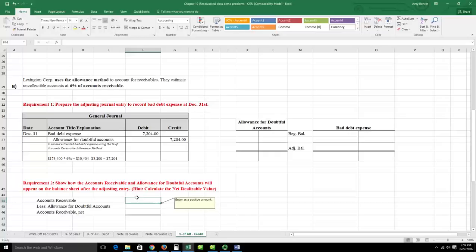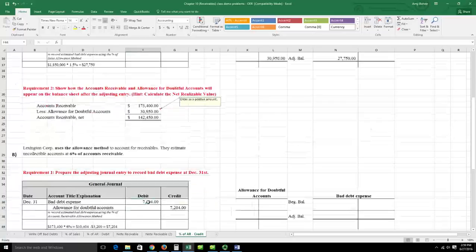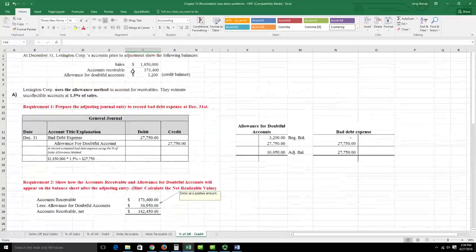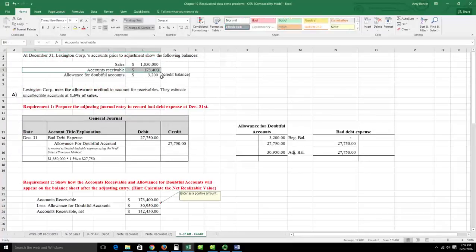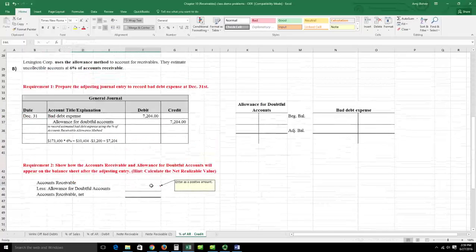So again, with accounts receivable, even though we're using the percent of accounts receivable method to estimate our bad debts, the journal entry did not affect the accounts receivable balance, right? I didn't debit accounts receivable. I didn't credit accounts receivable. So my accounts receivable balance is going to be unchanged. So I can scroll up here and get the same balance that I had. This was my unadjusted number, and my adjustment didn't affect this balance, so I can bring that down, 173,400.